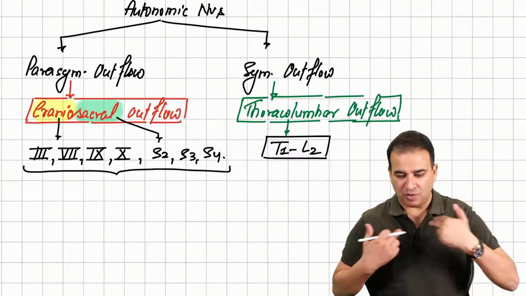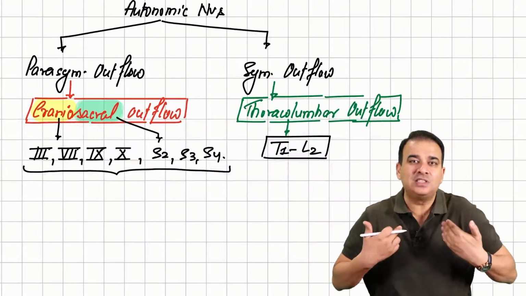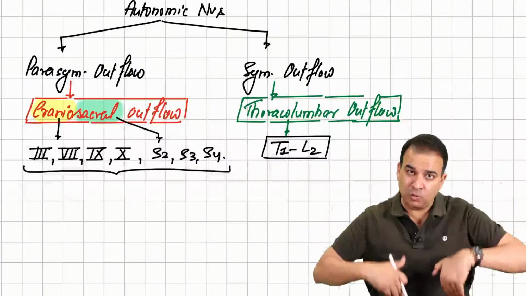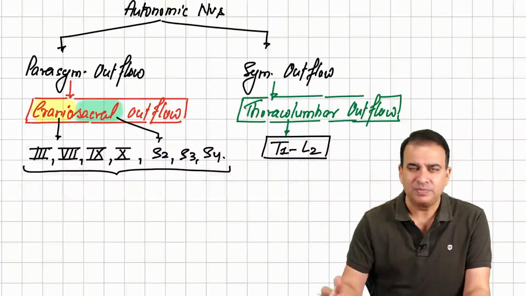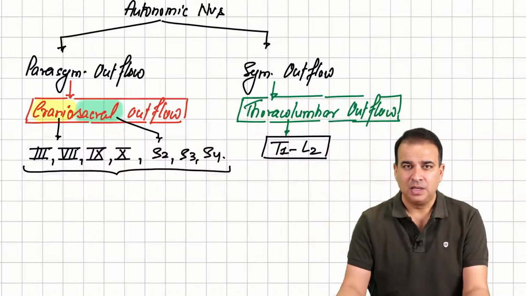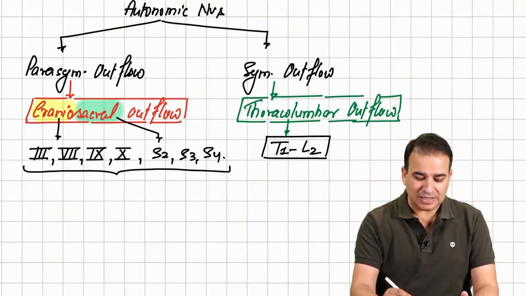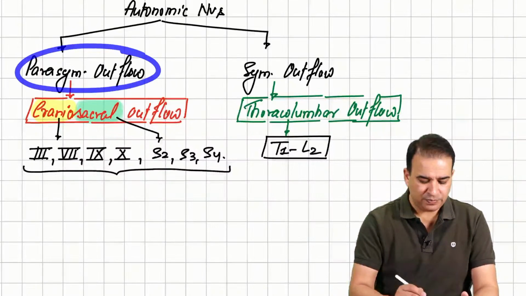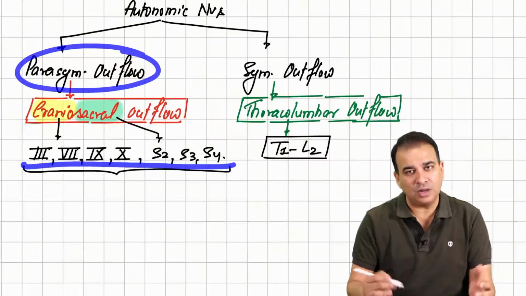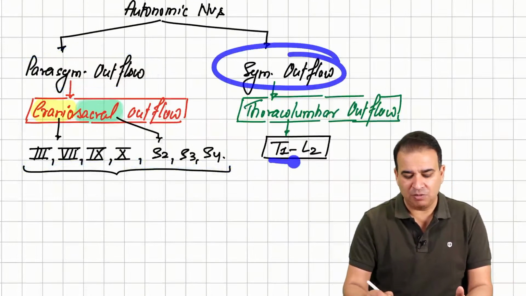So from T1 to L2, we have the nerves coming out, and using the sympathetic chain, they reach above and they go downward also, and can come out from different levels. That I'll tell you more about in the nervous system. So this is about the question, guys. The question asked was about the parasympathetic outflow, and that is 3, 7, 9, 10, S2, S3, S4. If they ask you sympathetic outflow, your answer will be T1 to L2.